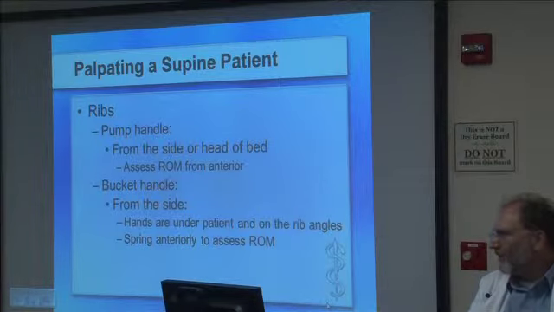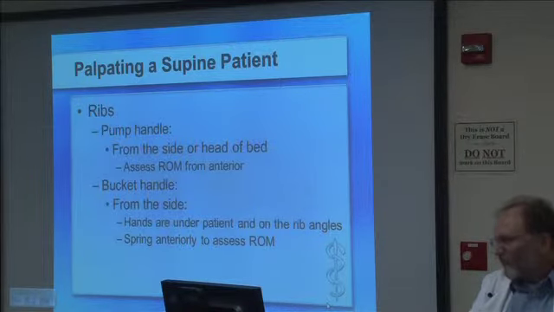You're already in there listening to them. Just put your hands on both sides and have them take in a deep breath. If they're on a vent, feel for the motion when it occurs. Again, bucket handle, pump handle. The pump handles are more of the upper, more chest-based, versus the bucket handles more further down on the sides.